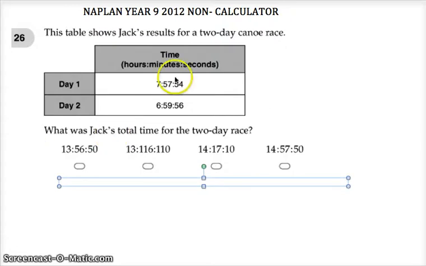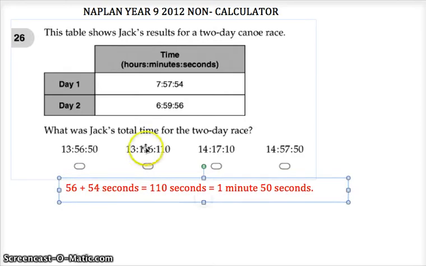Now what we're going to have to do, we've got 54 seconds and 56 seconds. We can add those first and then we can add the minutes together. So we've got 57 minutes and 59 minutes, and then we can add the hours together, 7 hours and 6 hours, and then we can get all those totals and add them together.